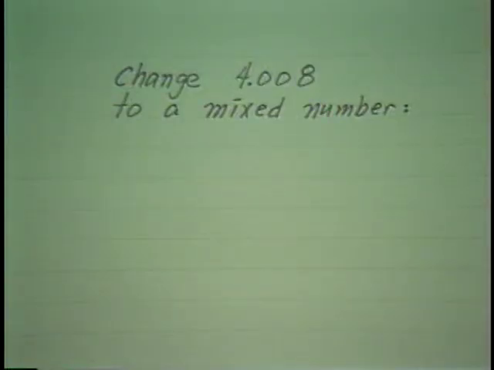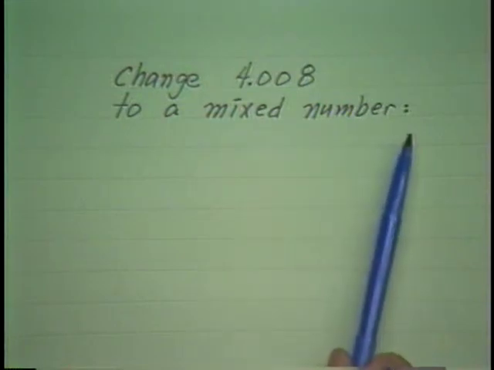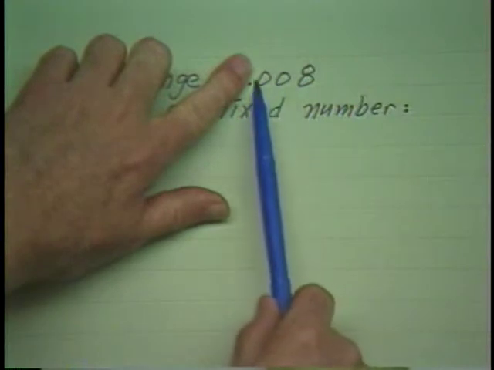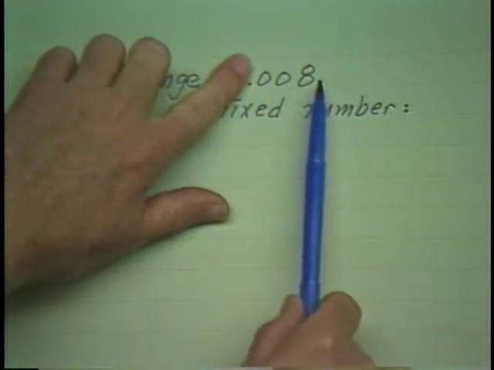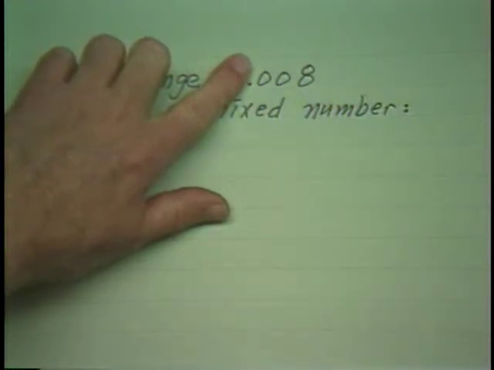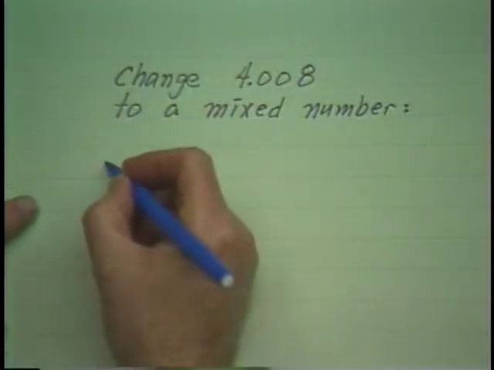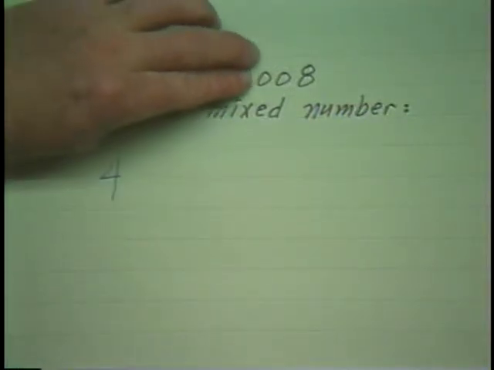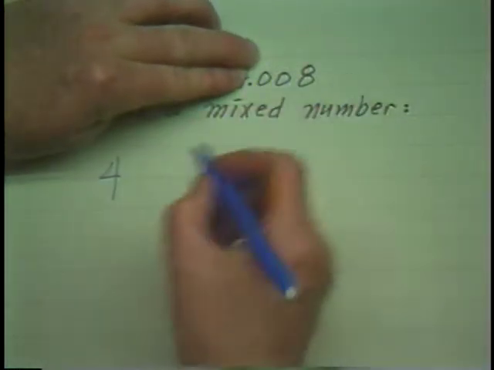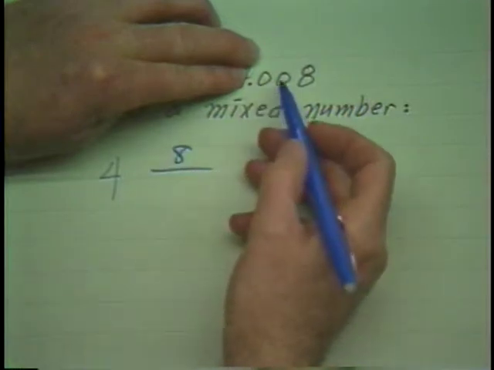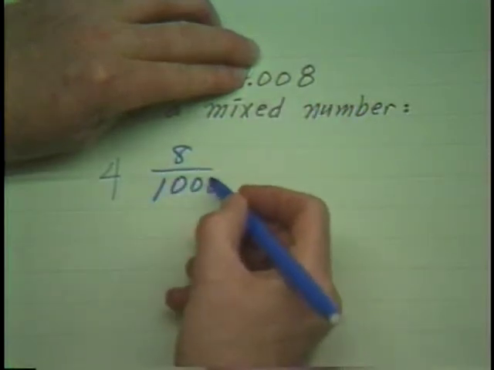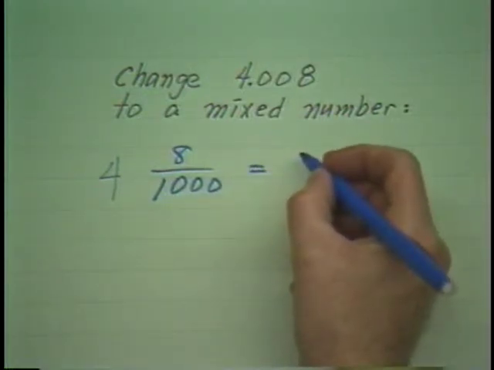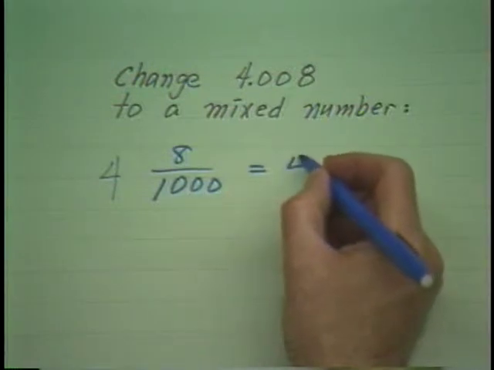Now, how about this problem? We know it's going to be a mixed number because it has a whole number and a fractional part. Remember, a decimal is nothing more than another way of saying or writing a fraction. So the whole number part of my mixed number is 4. Okay, now say that part. So that's 8 thousandths. Now we have our fractional counterpart. Then it's simply a matter of reducing.